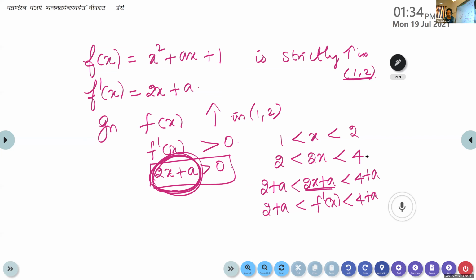Now apply the condition. It is given f dash of x is greater than 0, isn't it? So this value 2 plus a must be greater than 0. So a is greater than minus 2. This is the minimum value we are getting for f dash of x. F dash of x takes the minimum value 2 plus a and the maximum value 4 plus a. F dash of x greater than 0 means a plus 2 is greater than 0. So we get a is greater than minus 2.